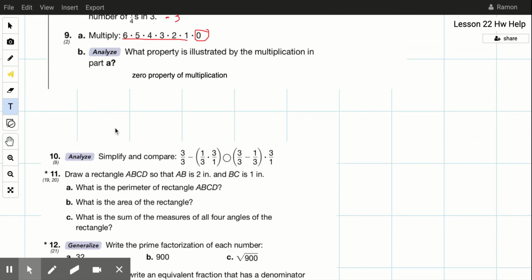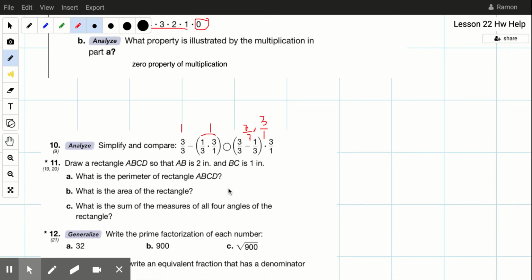Number 10, simplify and compare. So here we have multiplying the reciprocals, which is 1. And then 3 divided by 3 is also 1. So it's 1 minus 1. And then we have 3/3 minus 1/3, which is 2/3, times 3/1. And then from here, we can just simplify and compare to see if it's less than, greater than, or equal to.